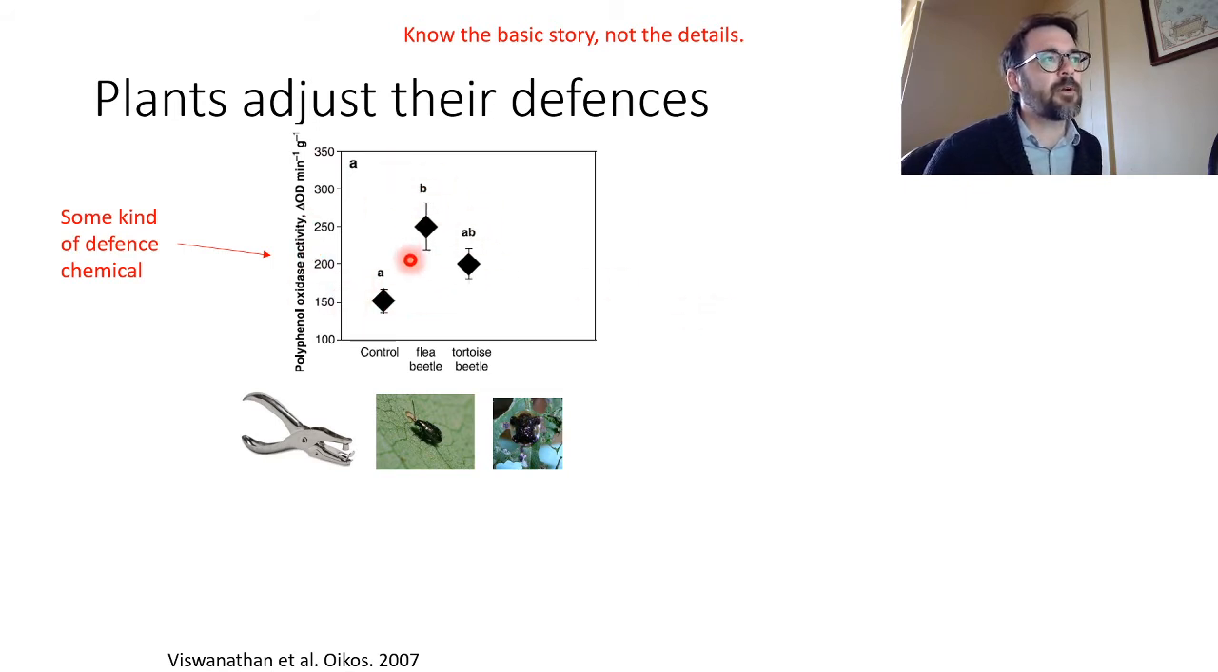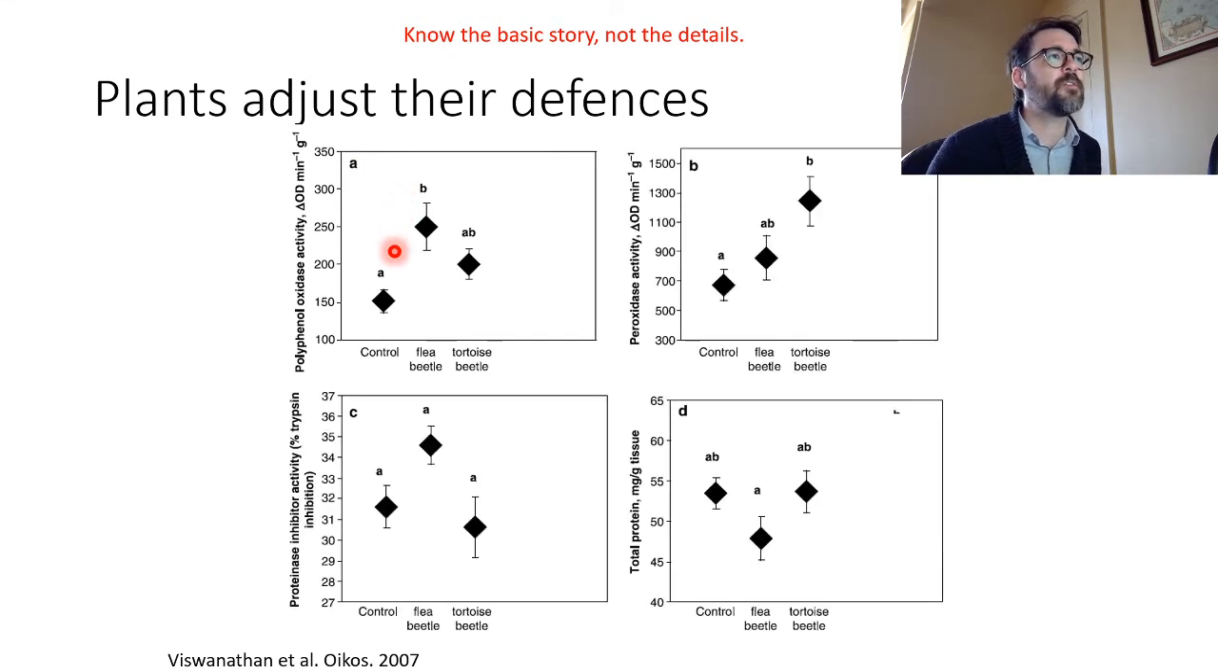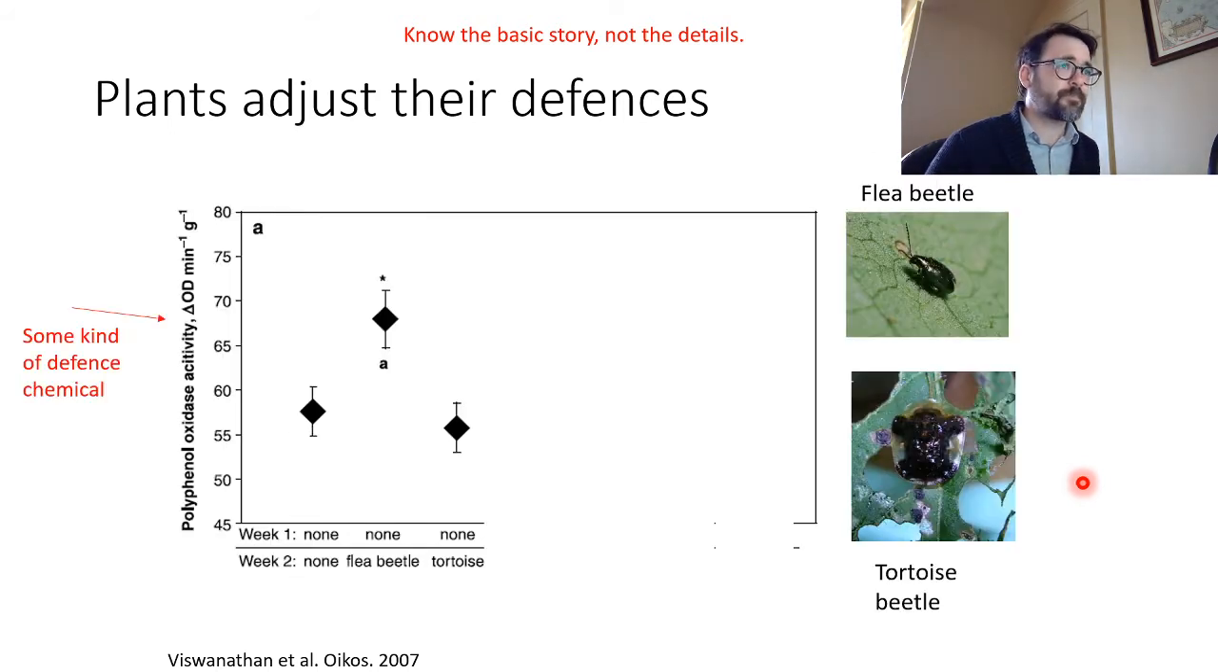And you can see these error bars, which we now know from lab, showing us how confident we are in those values. And here are three more different chemicals. So you can see there's all kinds of differences, and don't worry about what these letters mean. You can see that the tortoise beetle turns on this one a little bit more. The flea beetle turns on this one a little bit more. Maybe these ones aren't actually different, which is what the letters are signifying. But the point is that plants adjust their defenses.